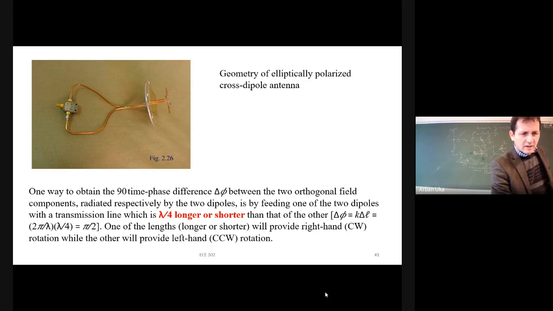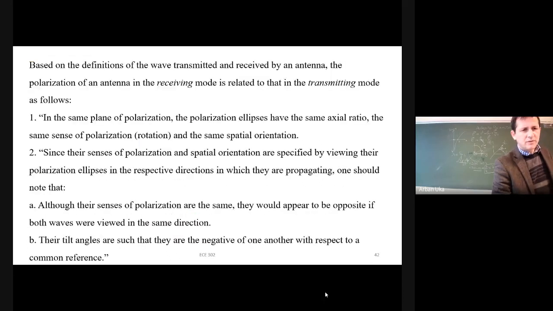Okay. So now, if we make one shorter or longer, this will provide right-hand rotation, and the other one will provide left-hand rotation of the wave.